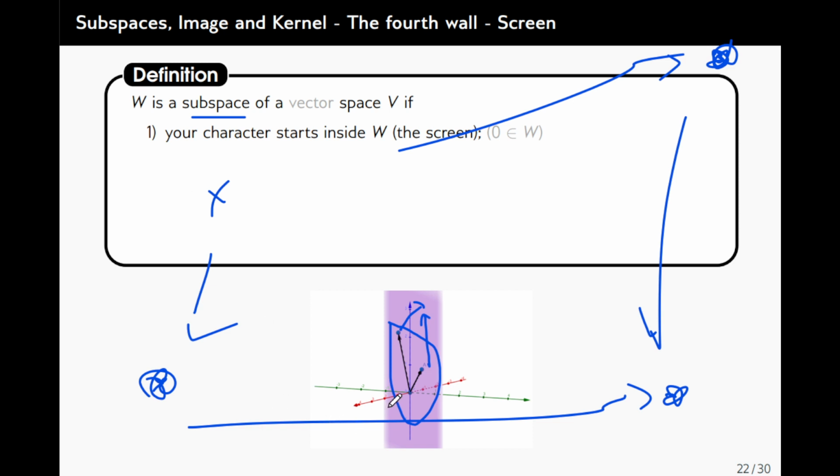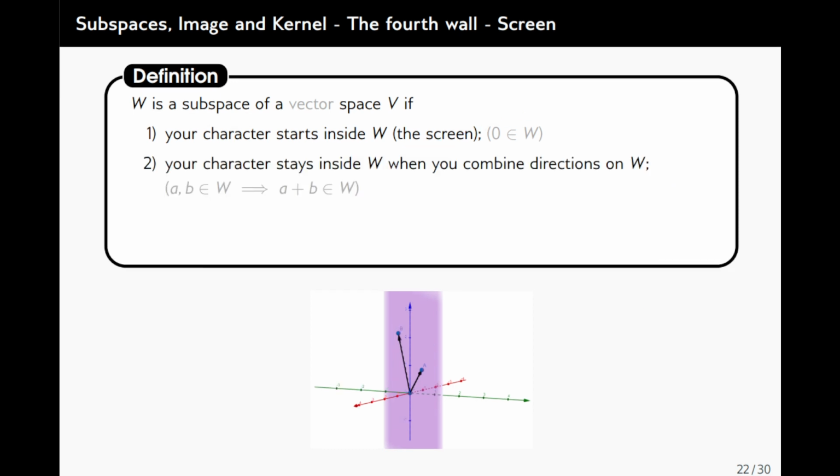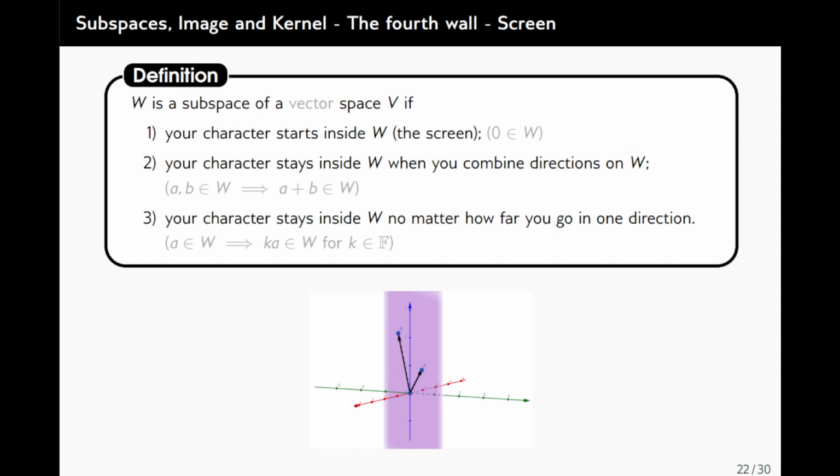You also want to have your origin. The origin is inside, or else your character is already not inside. So originally you should be on the screen, and if you try to draw a very, very long line, it's still inside the screen. That's called scalar multiplication. So it's called a subspace. Just imagine a subspace like a screen. If you want to check whether something is a subspace, you check that you can't let it go away from the screen. So that's all.